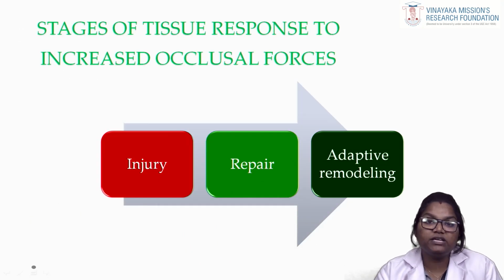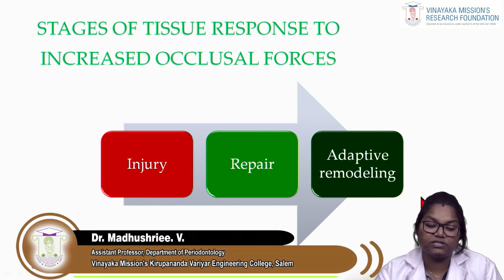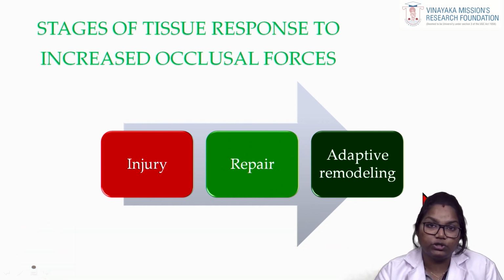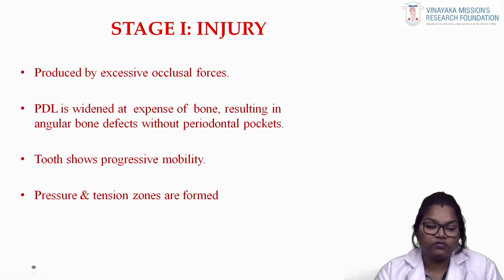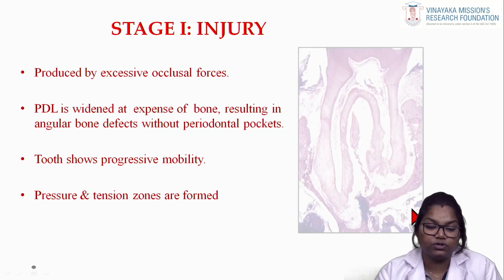So moving on to the stages of trauma from occlusion. We have three stages, that is your stage 1, stage 2 and stage 3. First one is your injury stage. Stage 2, what comes after injury, is your repair, and what comes after repair is your adaptive remodeling. So first is your stage 1, that is your injury stage.